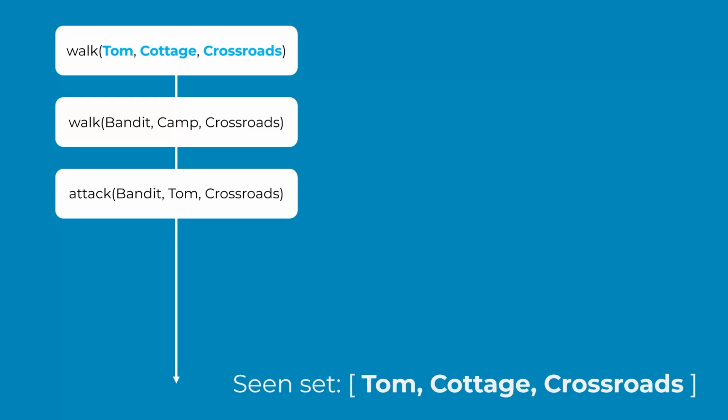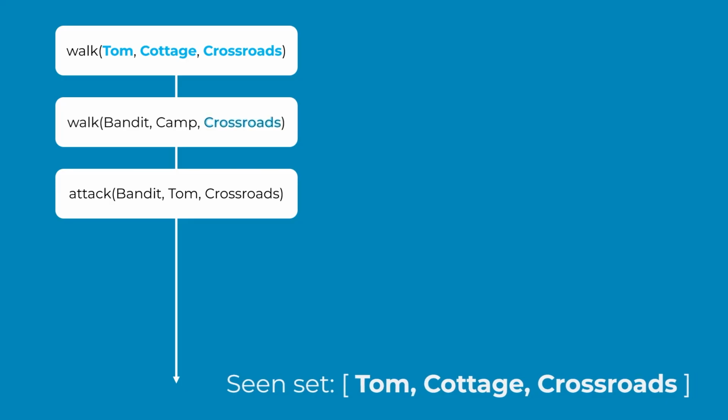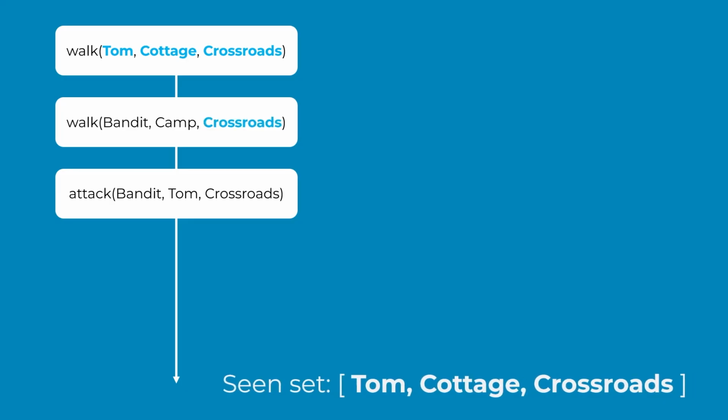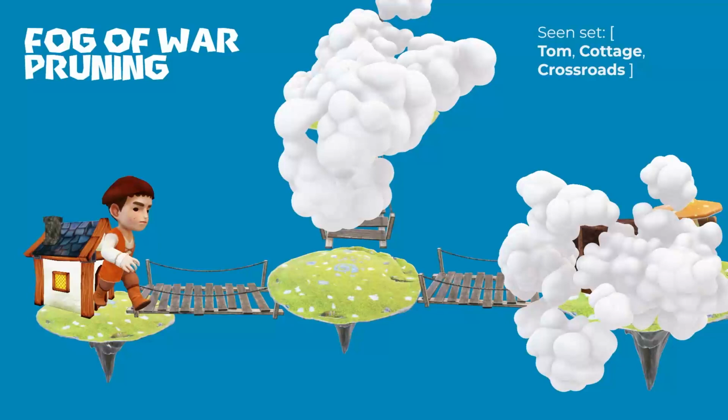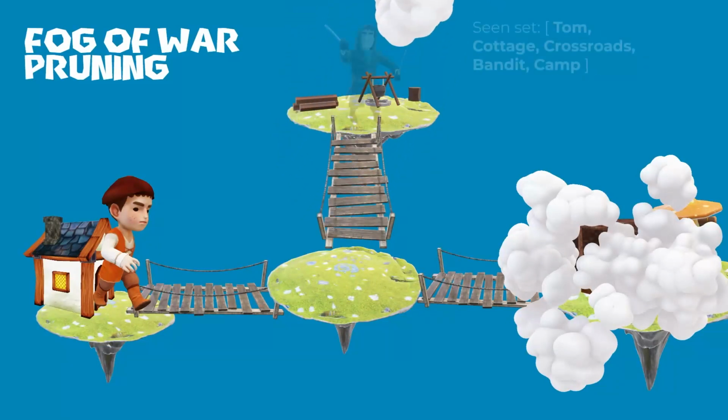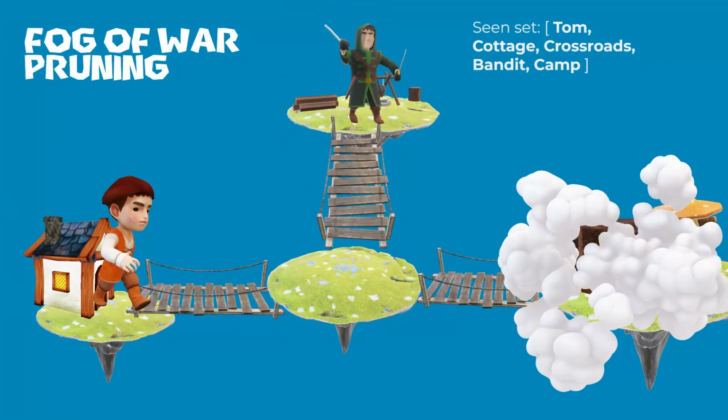So let's continue to the next action. Now the scene set has already been updated after the first action. Crossroads is already in the scene set, so we add the bandit and the camp to the scene set. So it looks like we lift the fog, revealing the bandit and the camp. So you can see how it works.